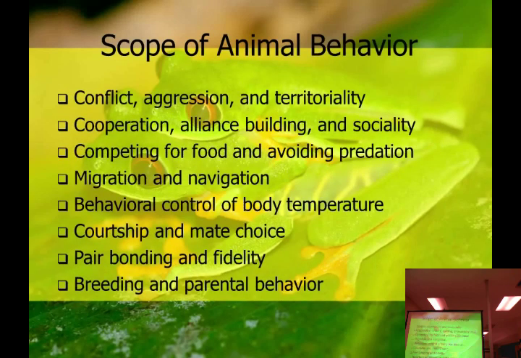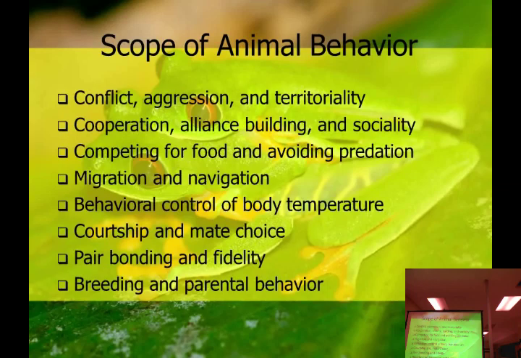So here is the scope of animal behaviors, and it may be things that you've never even thought about before. Conflict, so getting into fights, and aggression and territoriality, like saying this is my territory and no other male can come into my territory. We've got cooperation, so working together. Alliance building, which is forming teams, and then sociality.